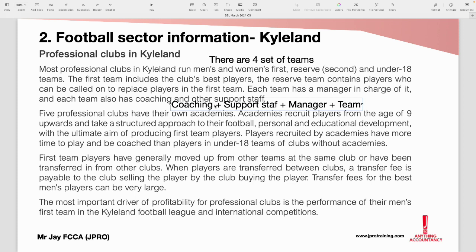Some professional clubs have their own academies. This is very important. Academies recruit players from the age of 9 upward and take a structured approach to their football, personal and educational development, with the ultimate aim of producing first team players. Players recruited by academies have more time to play and be coached than players in under 18 teams without academies.